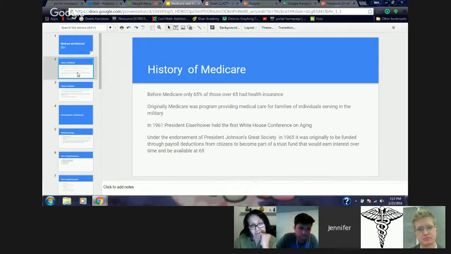originally to be funded through payroll deductions from citizens to become part of a trust fund that would earn interest over time and be available at 65.